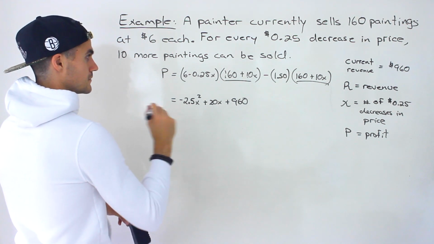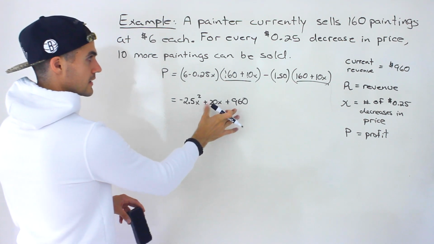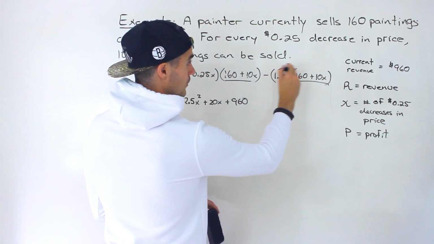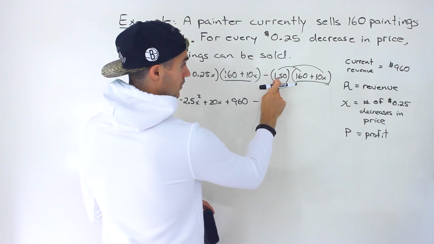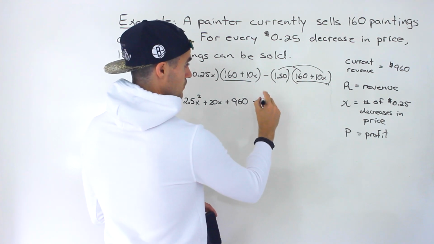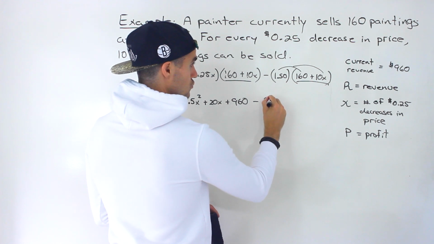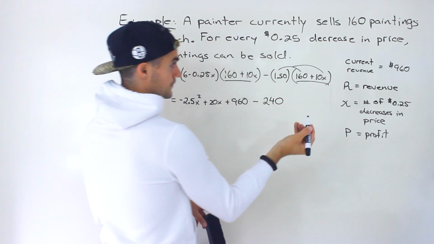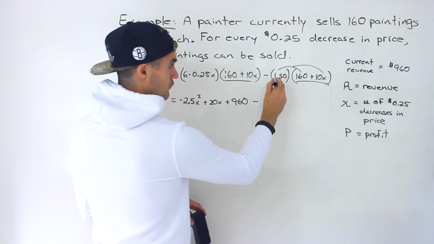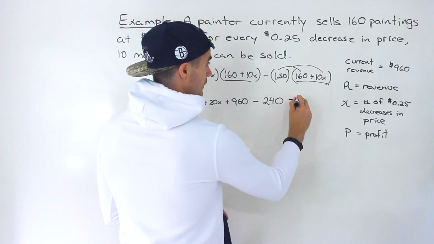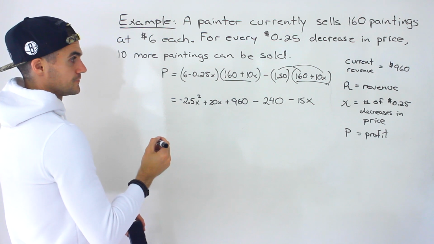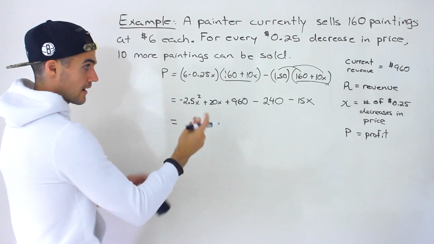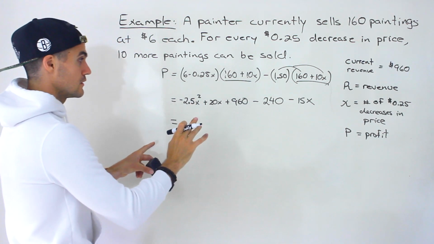Yes, that looks right to me. So those two brackets multiplied, expanded to this, and then we got the negative 150, we just distribute into that bracket. So negative 150 times 160 would give us negative 240. And then negative 150 times 10x would give us negative 15x, like that.